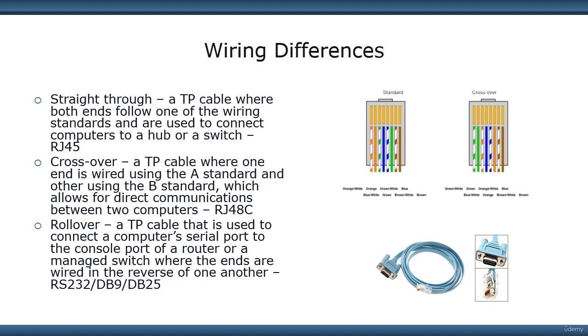A rollover cable is completely different. That's what's pictured at the bottom. This is a twisted pair cable that's used to connect to a computer serial port, or more likely, the console port of a router or a switch. Okay, and the ends are wired in the reverse of one another. So one end is using that RS-232 and typically a DB9 connector. So 9 pins, that's the old serial connector, whereas the other one is wired to Ethernet. I've got a couple of these in my bag because you will have to have them if you want to connect into a managed switch port or the console port of a router.